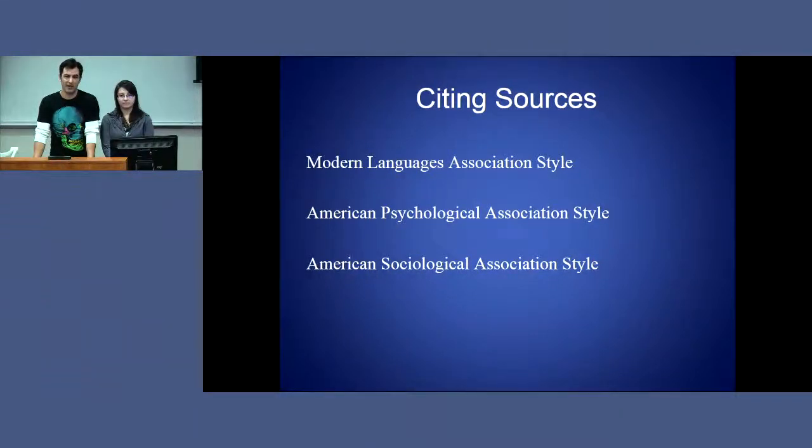Doesn't matter what format your work needs to be in, we can help you at the Writing Center and have all the different source books needed.